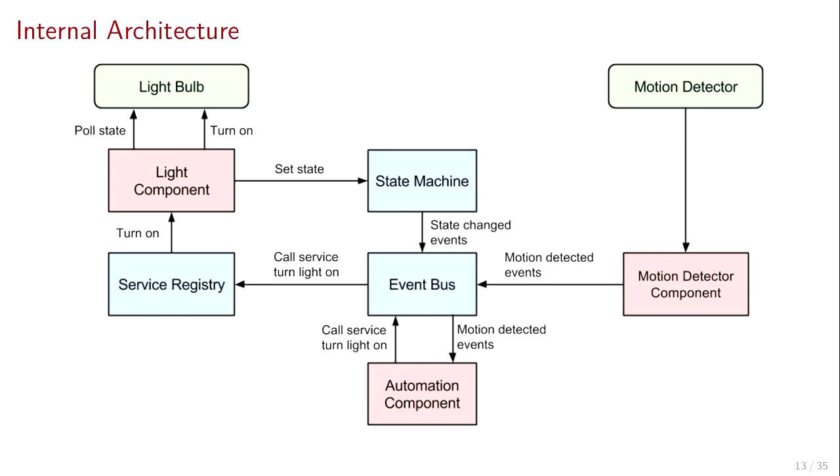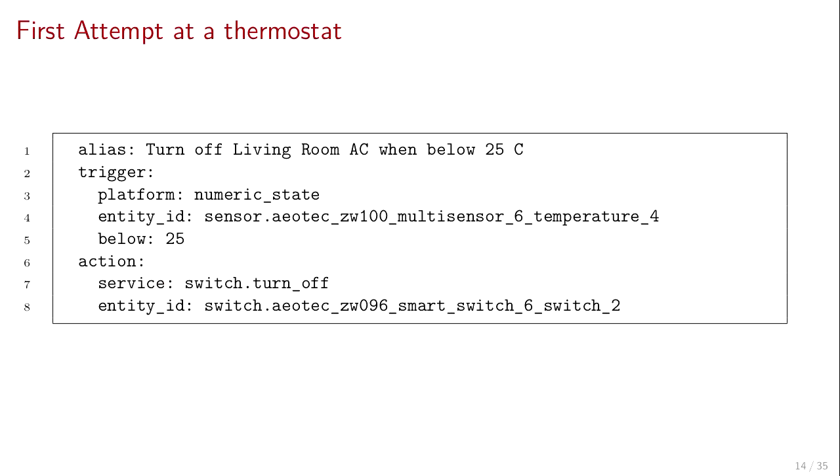I was very happy with this system. And I'm like, okay, great. Now I have an automation platform. I've got a switch. I've got a temperature sensor. I can write a thermostat in automation rules because it provides you this rich DSL in YAML to write automation rules. So I said, okay, I'm going to write rules for a thermostat. And this rule right here says when the temperature is below 25 degrees Celsius, turn the switch off. The apartment's cold enough. It's time to turn the AC off.